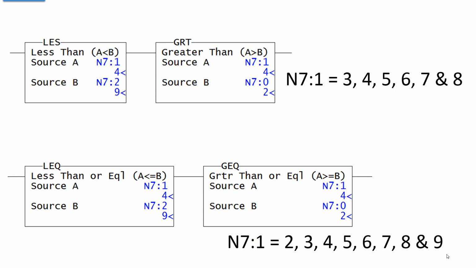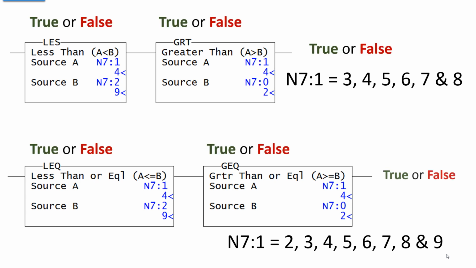You can combine these instructions to give you a range of values that give you true or false. Both of these instructions can be true or false, and the result of both of them together ANDed, take the top one, N71 less than N72 and greater than N70. For these two instructions, the only values of integers where both of them are true and you get a true out would be when N71 equals 3, 4, 5, 6, 7, or 8.